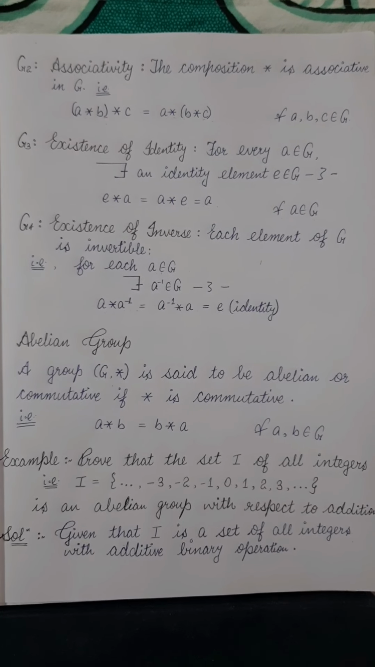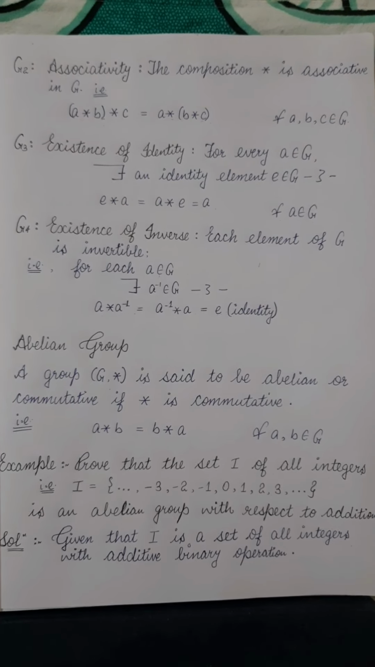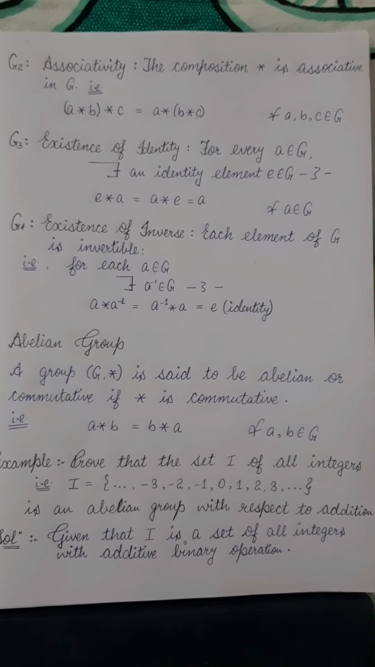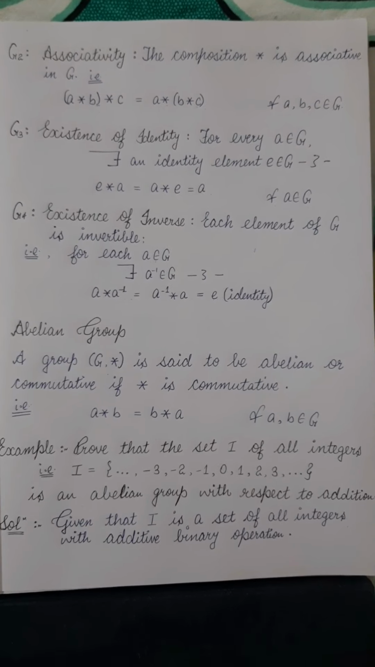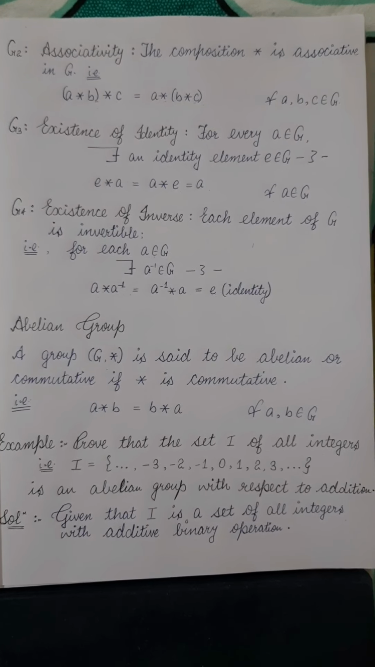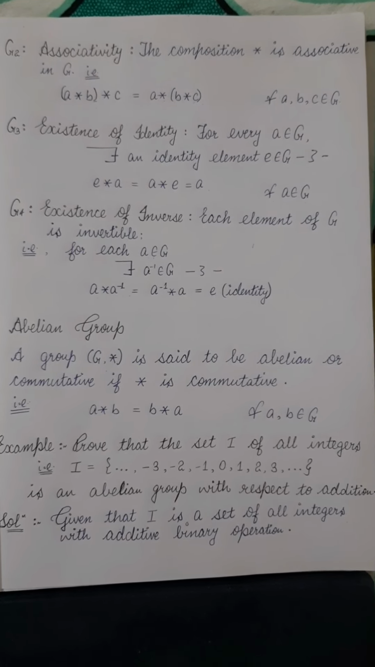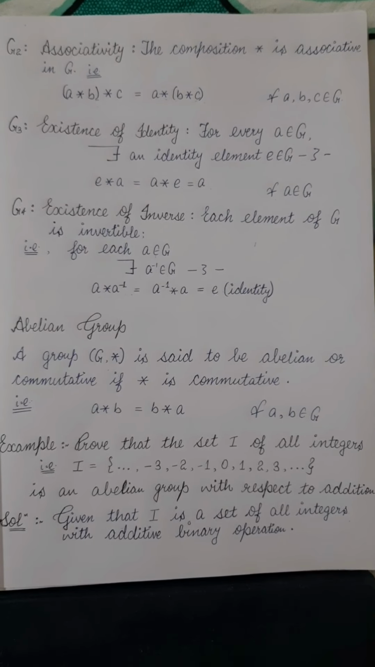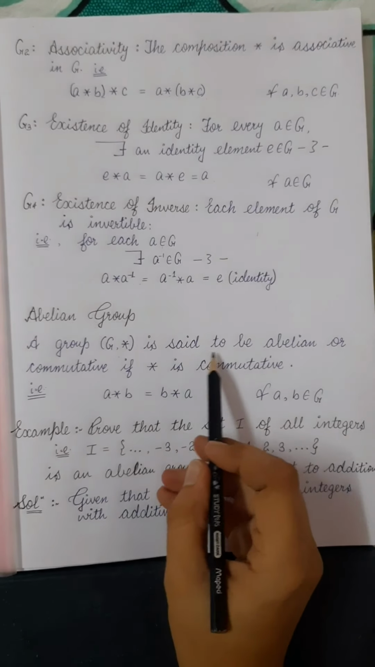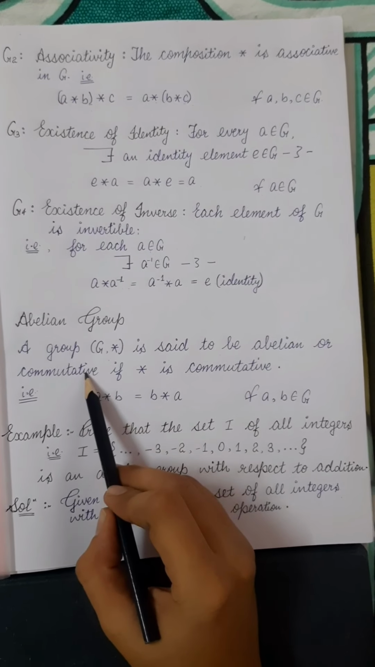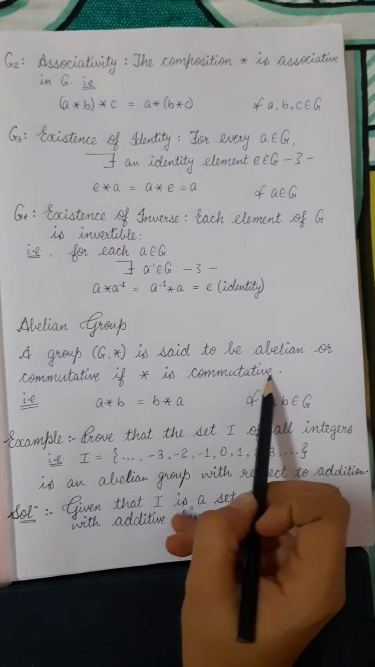So, what is a group? A group is a set G with an operation asterisk that satisfies four basic properties: closure, associativity, identity, and inverse. Now, there are two types of groups: abelian group and non-abelian group. Abelian group: a group is said to be abelian if it also satisfies the commutative property.